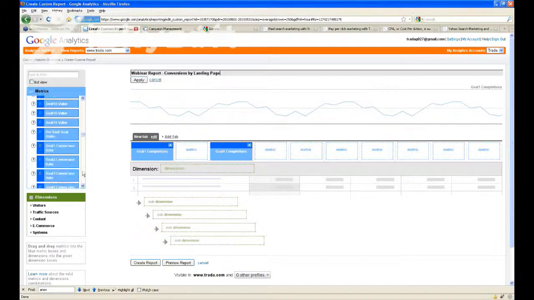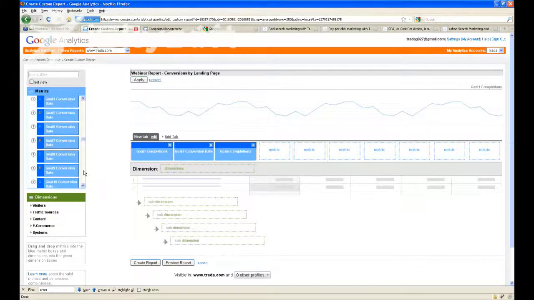What I also want to know is the conversion rate. So that means if 100 people came into a landing page, how many of them actually turned into a lead? The number is almost as important as the actual conversion rate.